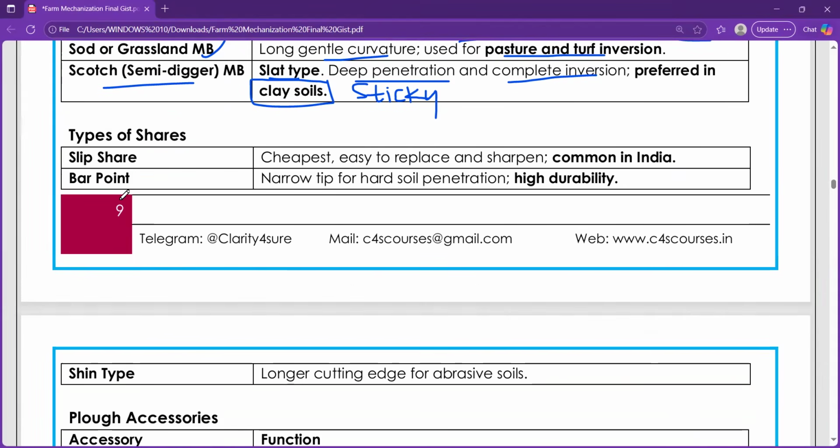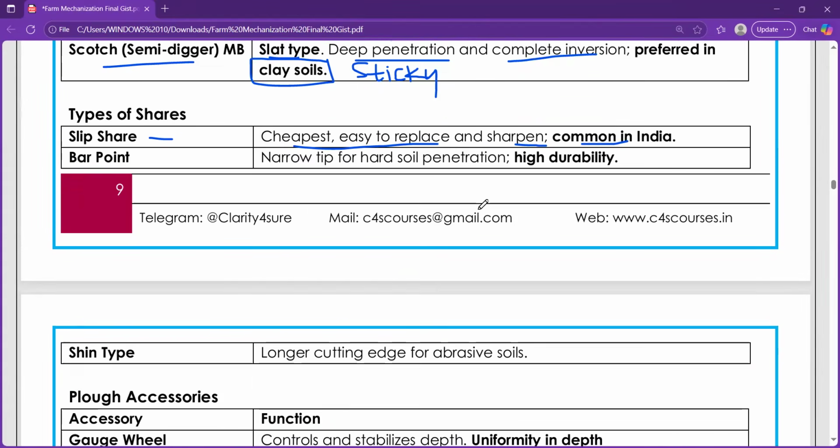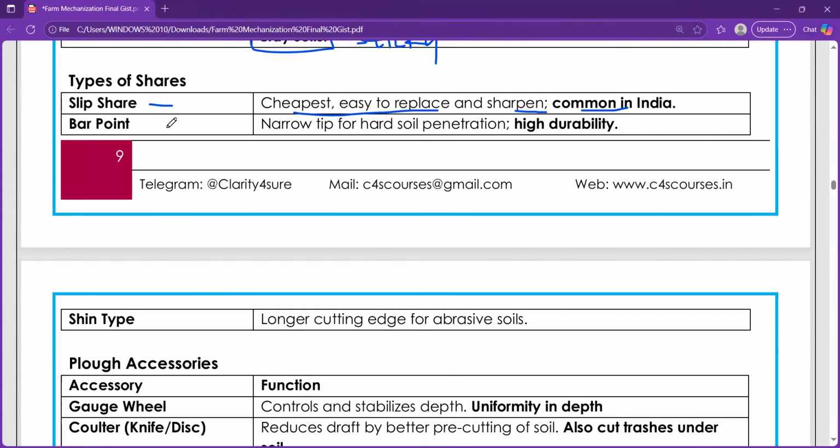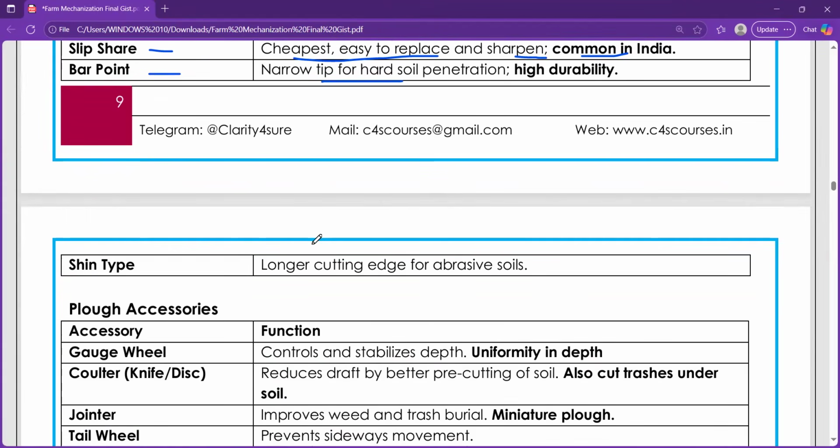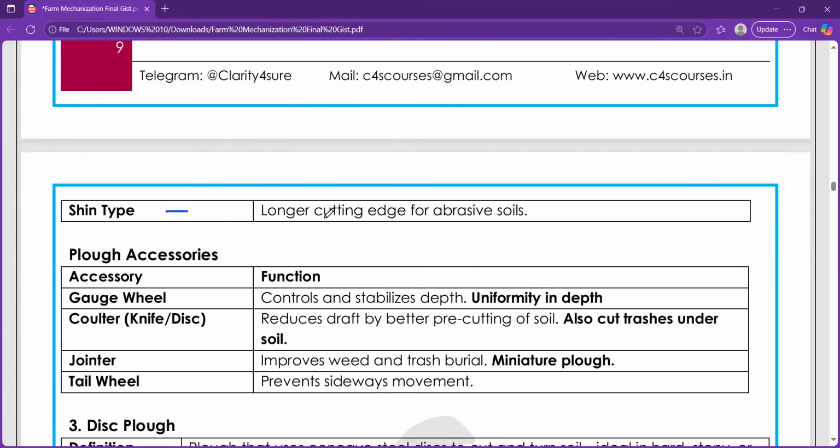Then there are different types of share, like the slip share, which is the cheapest, easy to replace and sharpen, the most common and mostly used by farmers. Share is this. Then we have the bar point share, with a narrow tip for hard soil penetration and higher durability. Then we have the shin type, which has a longer cutting edge for abrasive soils.